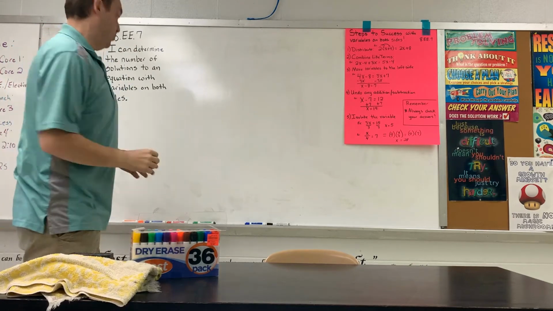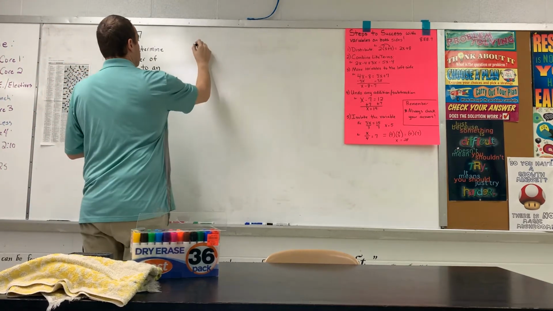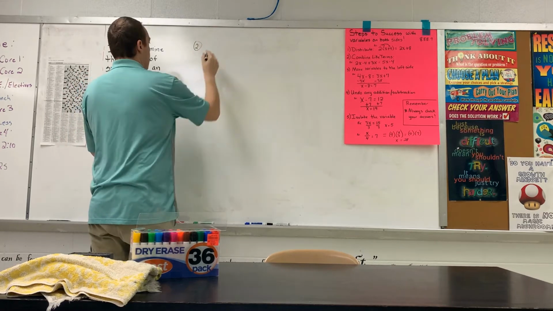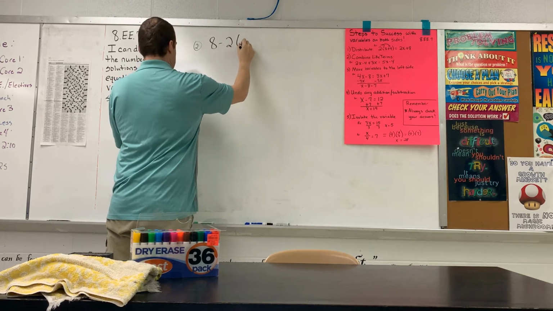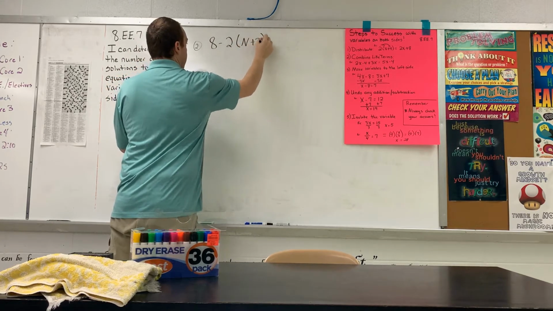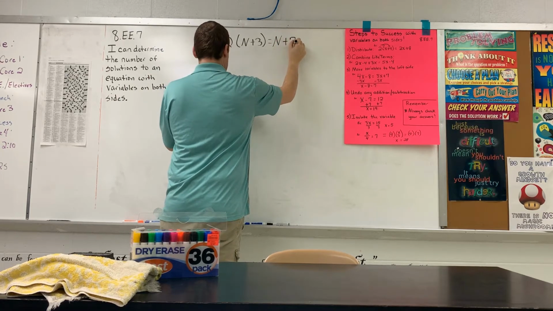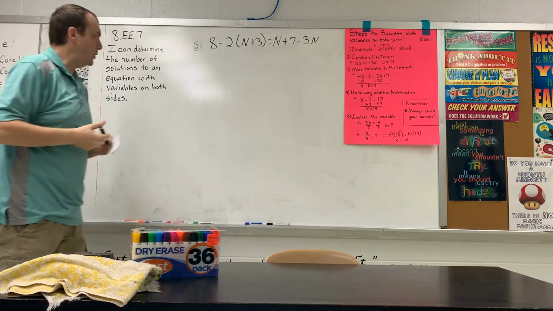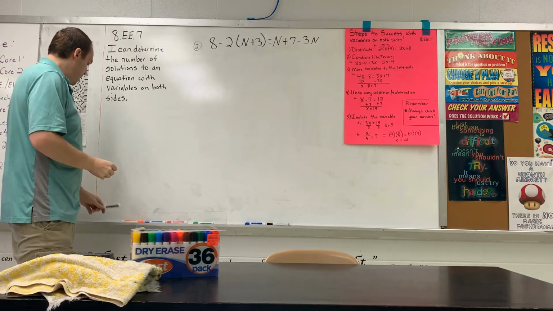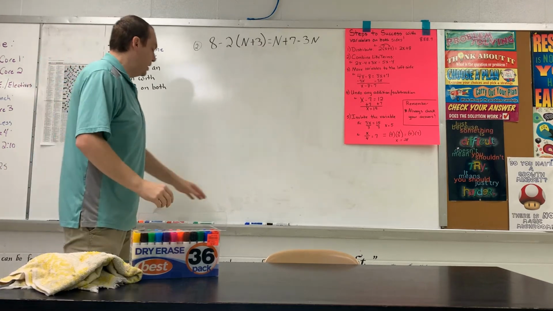It's time for a new whiteboard. All right, so let's look at number 2. We have 8 minus 2 times n plus 3 equals n plus 7 minus 3n. All right, we got a lot going on here. Nothing different, same steps, same methods.